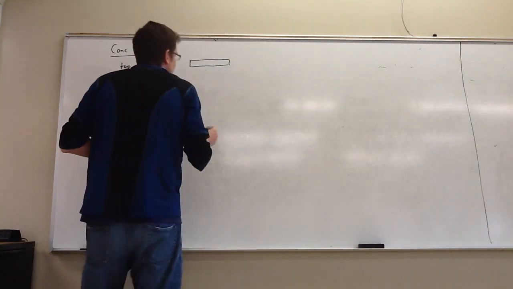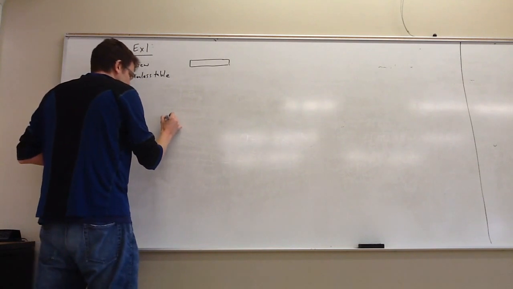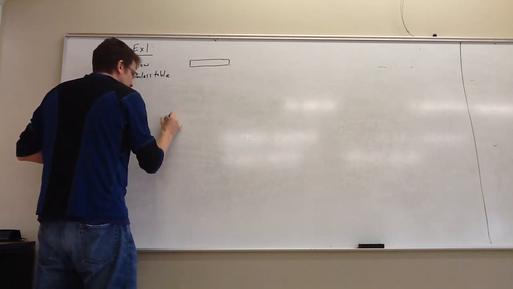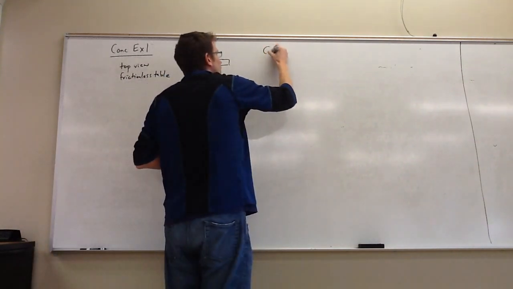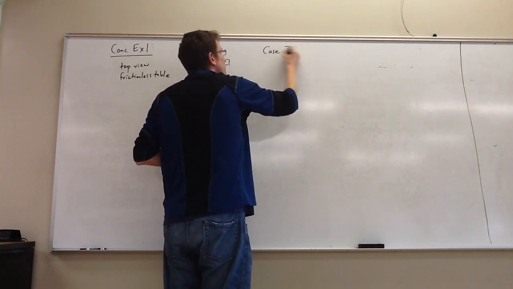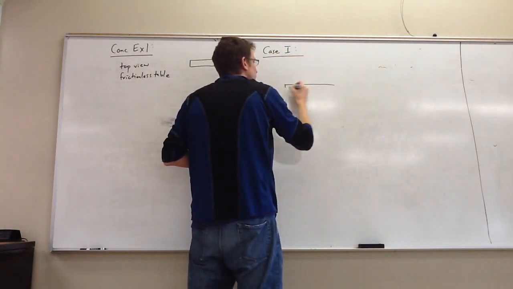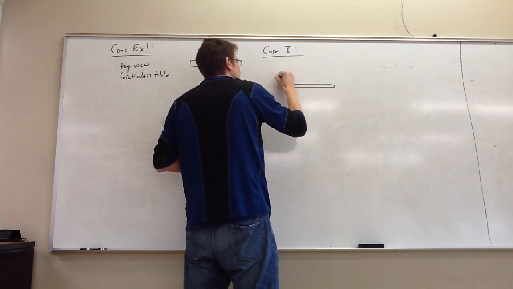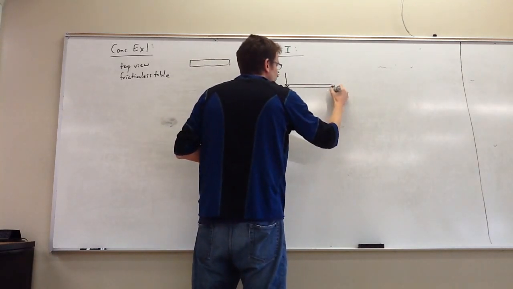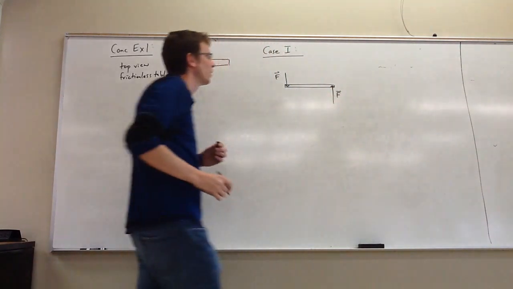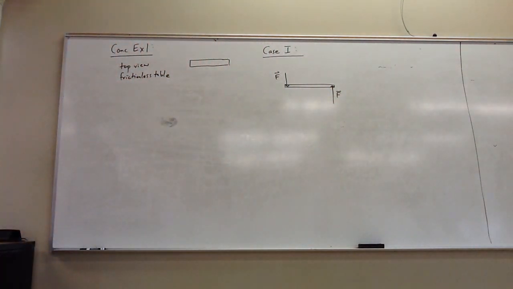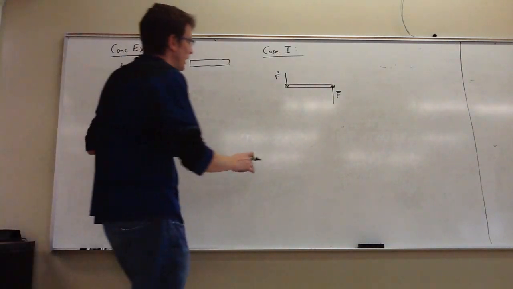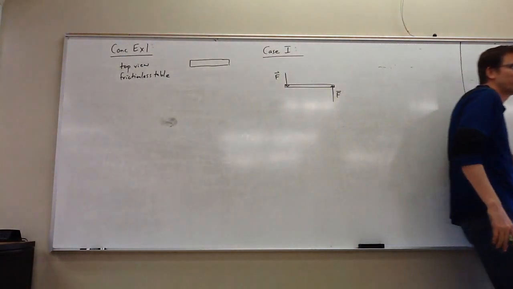So let me just talk through here. Here's my first case. I'll call this case 1. Case 1, I'm going to apply a force like this and a force like this. They're going to be equal and opposite. And I tried my best to draw those arrows exactly the same length to indicate these forces have the same strength.